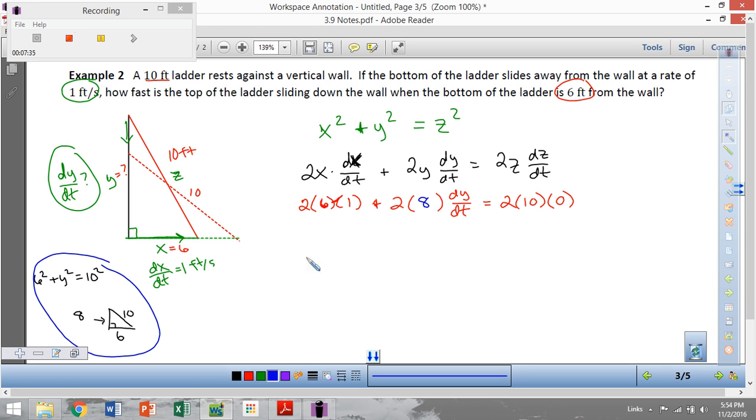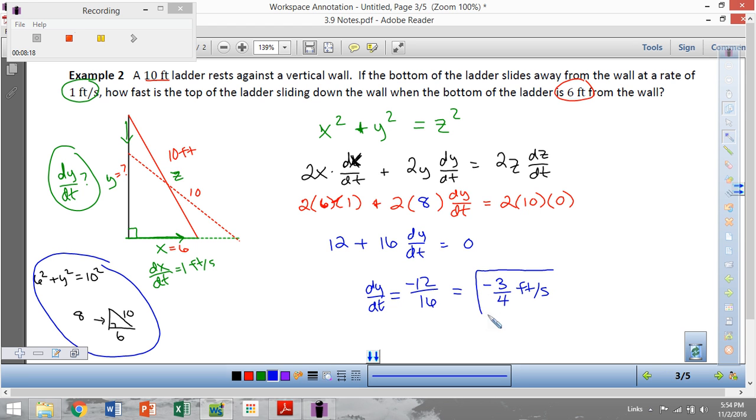And now I have everything except for dy/dt. And I should be able to solve for dy/dt. This is going to be 12 plus 16 dy/dt equals 0. All of this multiplying by 0 over here. And so to solve for dy/dt, I would simply subtract 12, divide by 16. I'll reduce that. It's going to be negative 3/4. And again, the unit here is, we're talking about feet, and we're just talking about a length. So this is just going to be negative 3/4 feet per second.